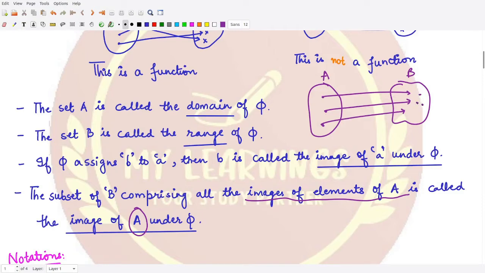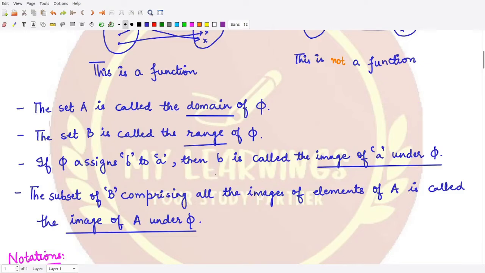But suppose there are more elements in B which are not mapped to, which are not the pre-images of any element. So that means only these elements are mapped under phi, and they form the image of A under phi. The others are left behind. So whatever is lying within this part, you call that the image of A, and you see this is a subset of the set B, right? So this is the thing.